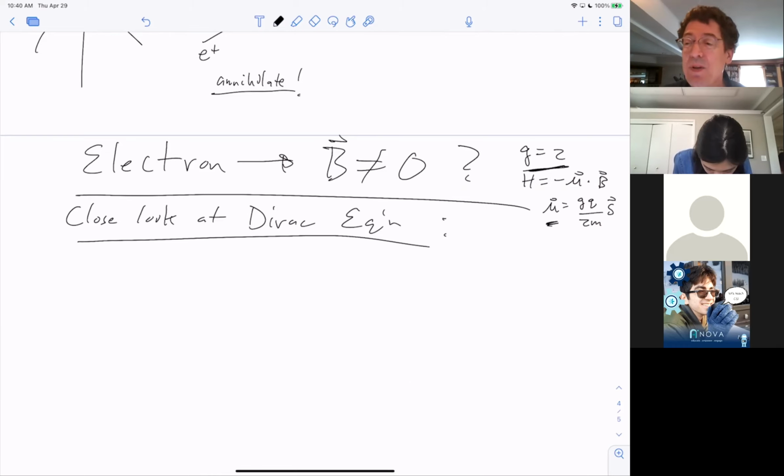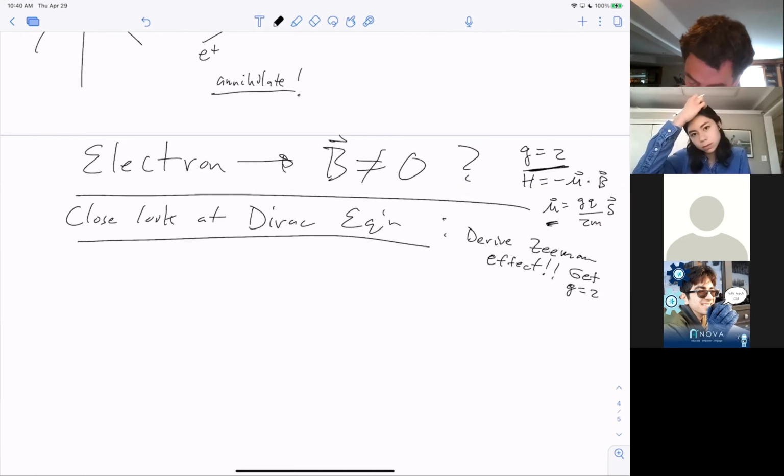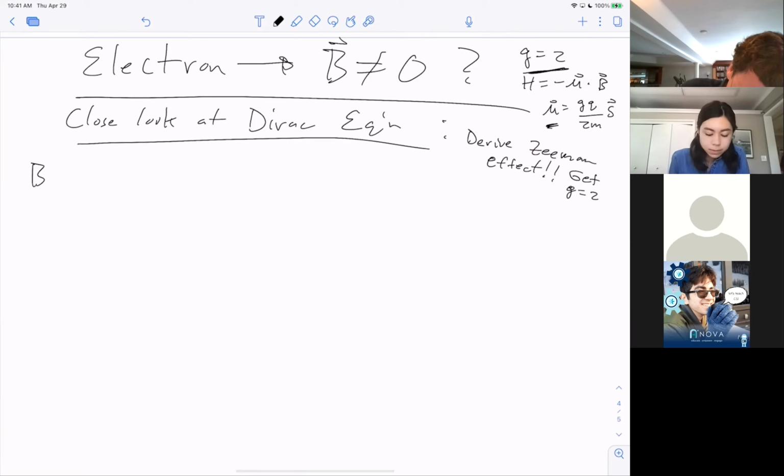So let's derive that. We're going to derive it right now. We're going to derive the Zeeman effect. It's not hard. We can derive it, and we can get g equals 2. It's really simple. So let's do it. Let's write down, so we have a magnetic field B. Let's turn on a magnetic field, okay?